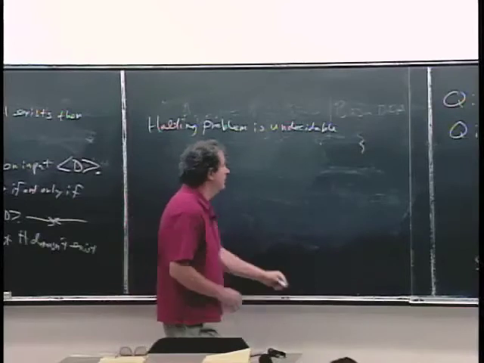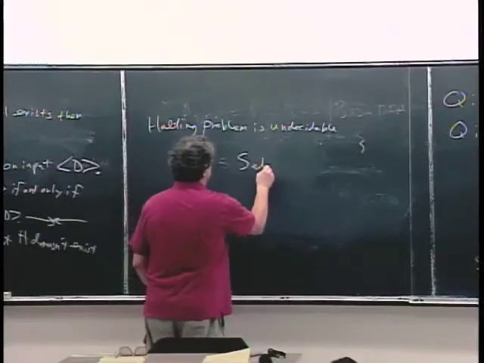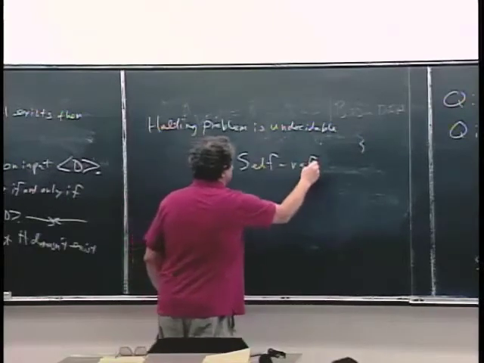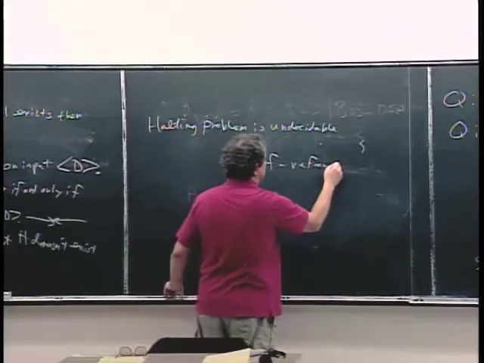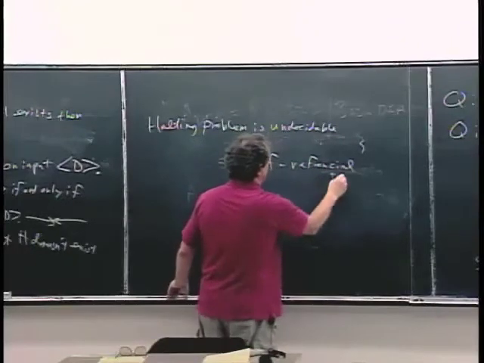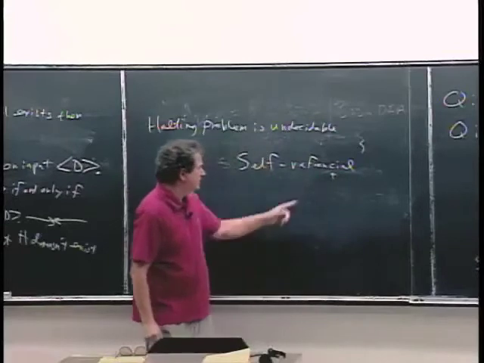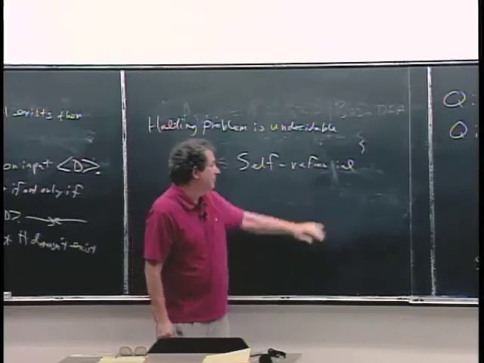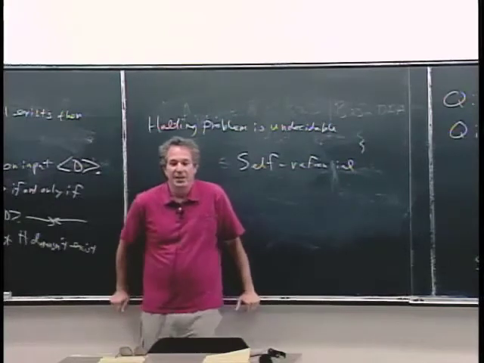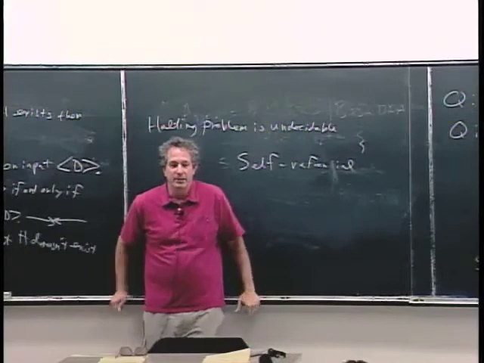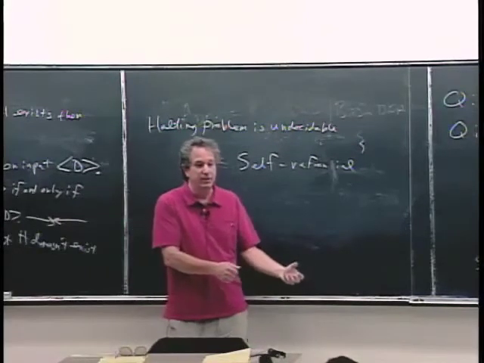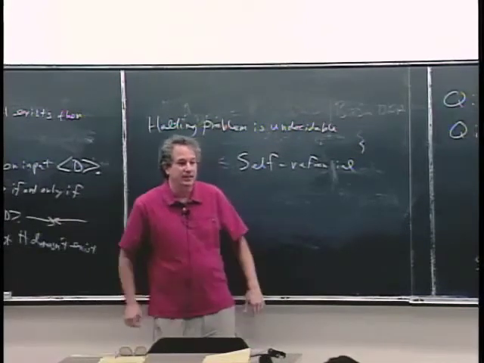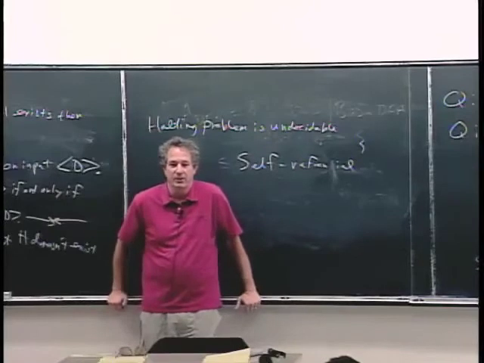So what we just showed is an argument that's sometimes called self-referential. Whatever, however you spell it. Is it a T or a C there? Referential. Well, whatever. Because D is taking in a description of D. That's self-referential in some ways, or at any rate.